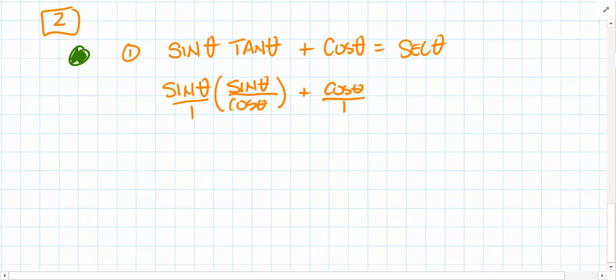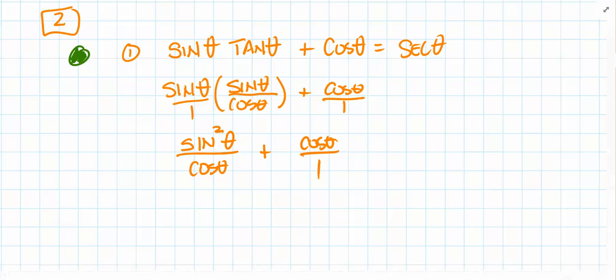Yasmin, what's up? So if it's cotangent, you would put cosine over sine in there. So sine theta times sine theta is sine squared theta over cosine theta plus cosine theta over 1. Notice where the squared goes. It goes in between the trig function and the angle.